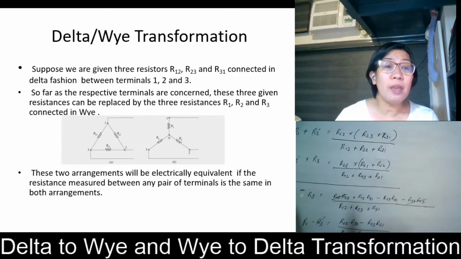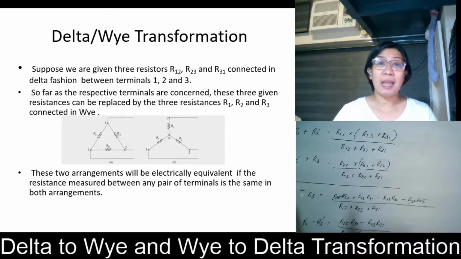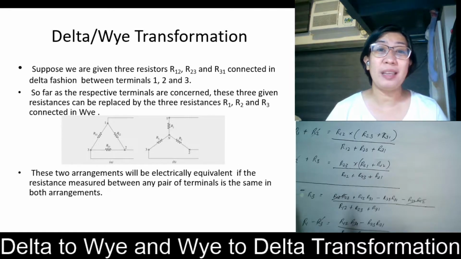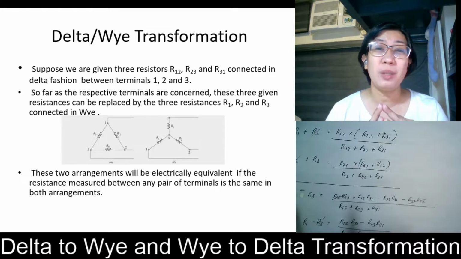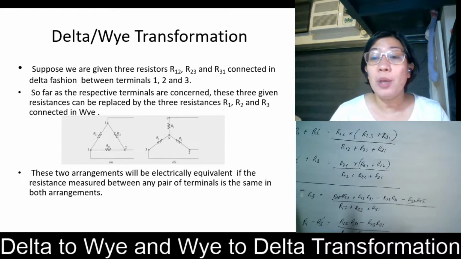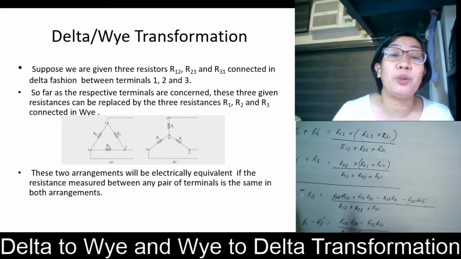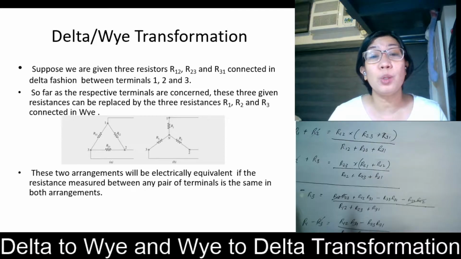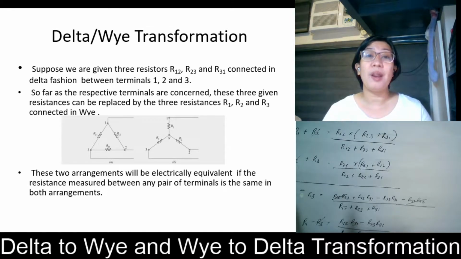Delta is in the form of a triangle, right? We have a symbol for delta, which is in the form of a triangle, sometimes referred to as the change symbol. This side, we call the delta connection, and this we call the Y connection, because it somehow forms a letter Y, or sometimes this is also called a star connection. In some other books, you can refer to it as a T connection, or a star connection.